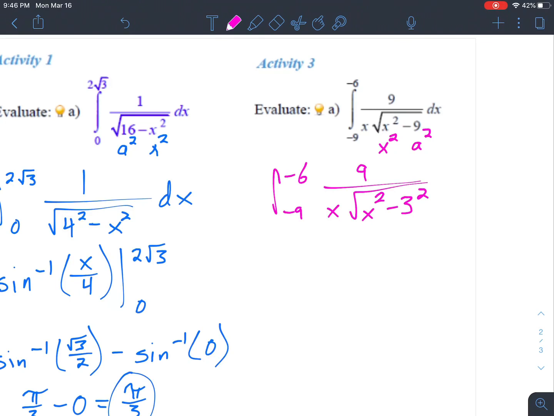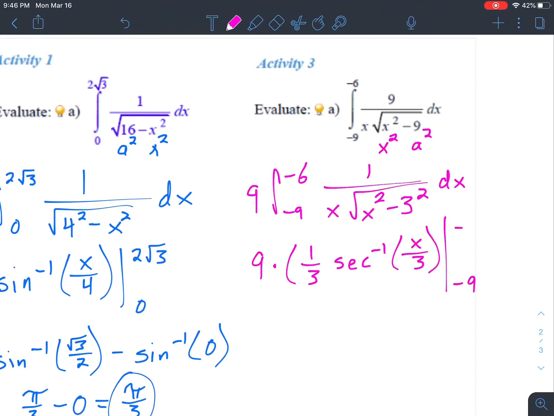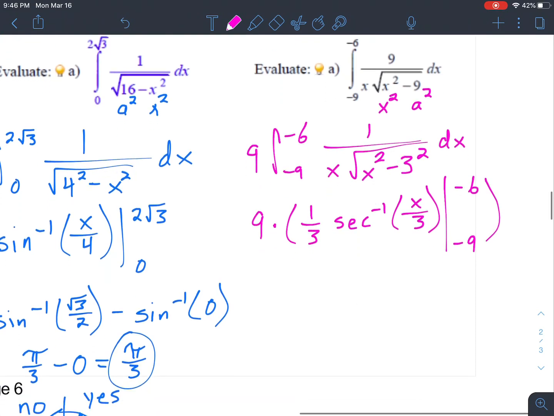And in fact, there's one thing that we can do to simplify: I'm going to take that 9 and move it out in front. Because now the integrand matches one of our formulas exactly, we can rewrite this as 9 times, and hopefully you're starting to remember that this is going to be arcsecant. So we need to start with 1 over the a value, so 1/3. Then we're going to do arcsecant. It's got to be u over a, so u over a is going to give us x over 3. And then we have to evaluate from negative 9 to negative 6.